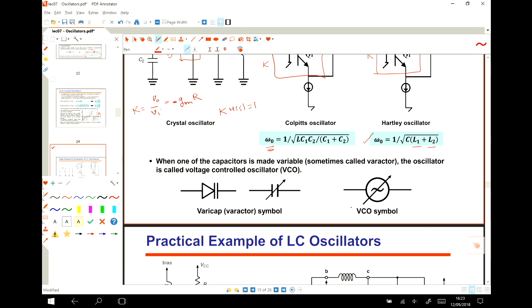So it's a very useful component in radars. In radars, usually we are interested in making wideband signals for different frequencies. So by changing the voltage, you can simply change the output frequency of your oscillator.